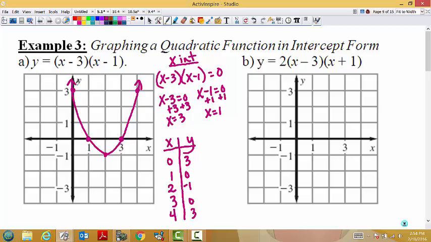Okay. This one, you can just go ahead and say x equals 3 and x equals negative 1. 3, negative 1. What's halfway between these two numbers? Well, 1 would be halfway between the two numbers. So negative 1, 3, just fill in. Negative 1, 0, 1, 2. And then the number that's in the middle is your vertex.